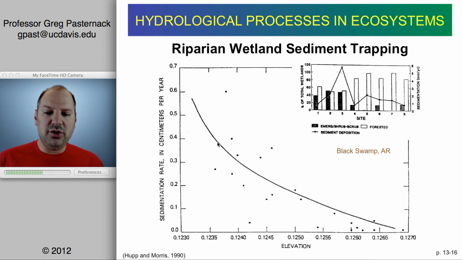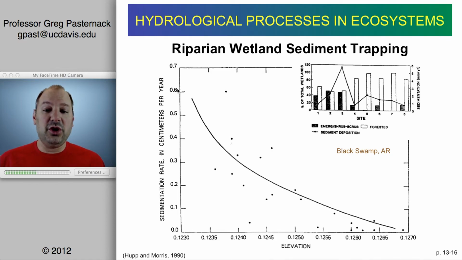So using that approach, here are the kinds of sedimentation rates that have been given, and you can see there is a trend where the lower the elevation, the more sediment accumulates. The mechanism there is that at the lower elevation, it's going to flood sooner and stay flooded for a longer duration, and the longer it is flooded, the more time there is for sediment to settle out, or possibly more water is coming into that area than at the higher elevations. So the sedimentation rates, in this case, vary from 0 to 0.6 centimeters per year.